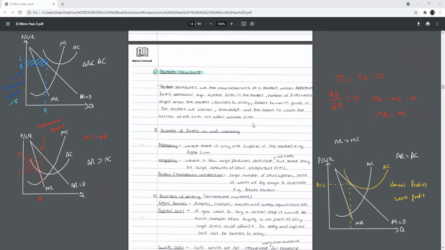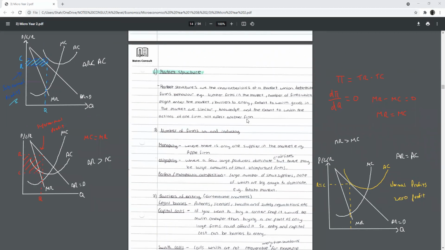Let's look at applying some of these graphs now to market structures and understanding what market structures are. Market structures are characteristics of a market which determine firms' behavior. For example, the number of firms in the market, the number of firms which might enter the market, the barriers to entry, the extent to which goods in the market are similar, the knowledge in the market, and the extent to which actions of one firm will affect another firm. These are all characteristics of firms in market structures.